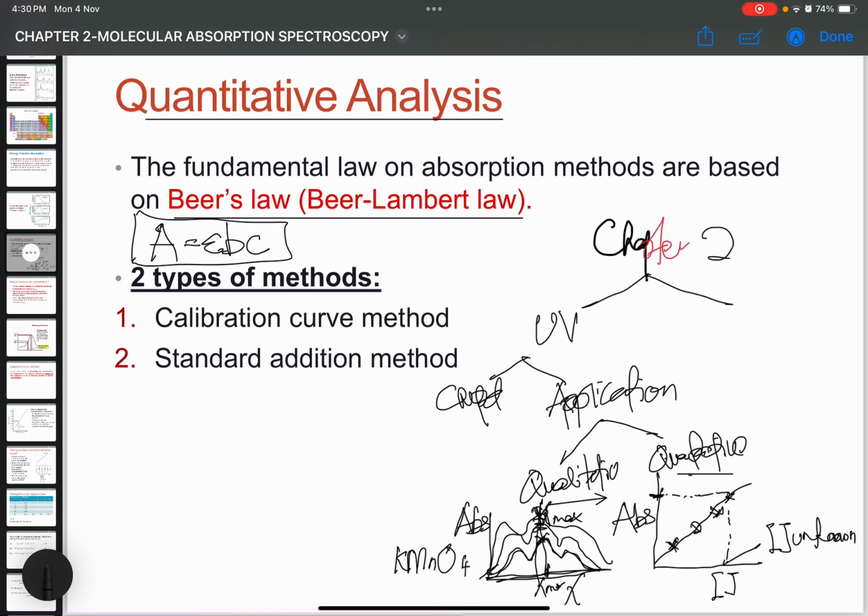In the later slides, we will see the difference between these two, the calibration curve method and the standard addition method.